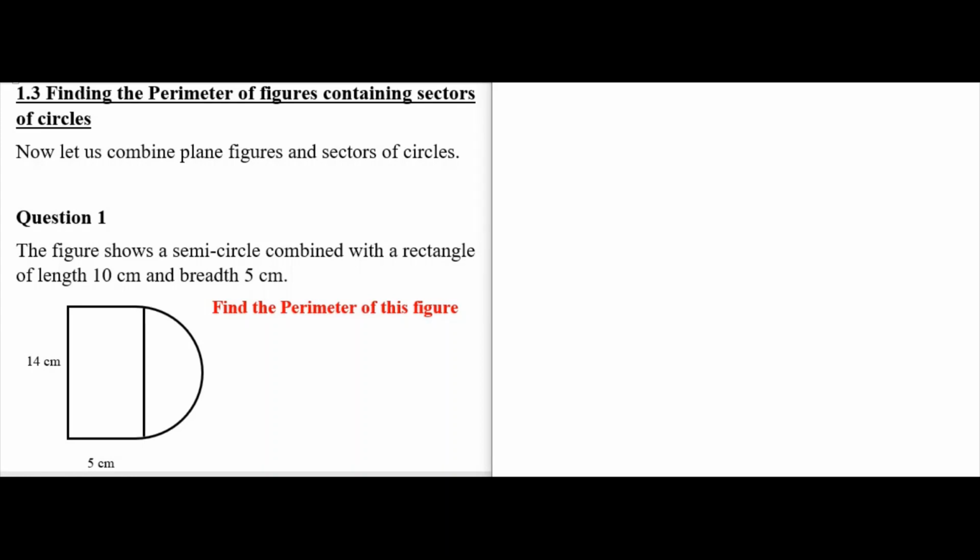Okay, so starting off section 1.3, where we have to find the perimeter of figures containing sectors of circles. So we have to apply whatever we learned in the entire lesson on this section. Here I have nothing much to explain. It's important that we do a few questions under this. So look at question number 1. The figure shows a semicircle combined with a rectangle of length 10 cm and breadth 5 cm.